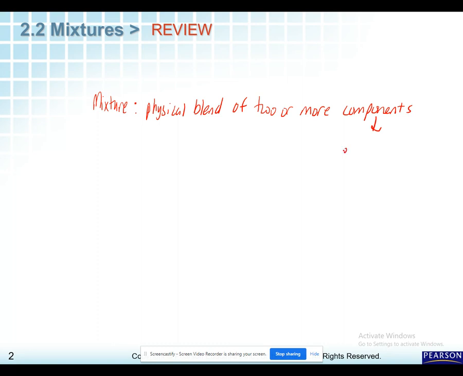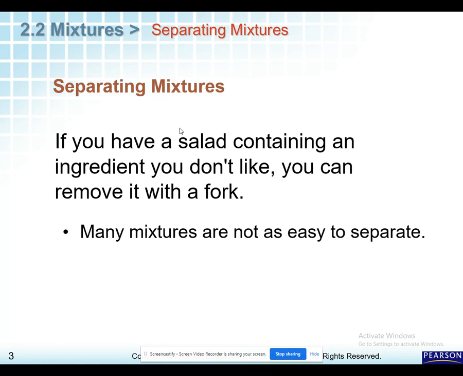First thing that I'd like to review is we talked about a mixture. And one thing that we talked about, remember, is that a mixture is a physical blend of two or more components. And these components can be elements. They can also be compounds. So you can have different compounds mixed together. You can have different elements mixed together as well. The key word here is physical, because what we're going to do now is get into how to separate mixtures.